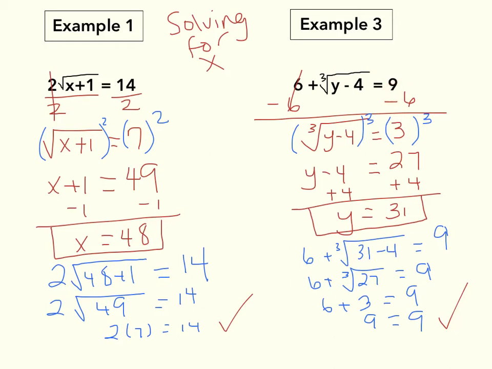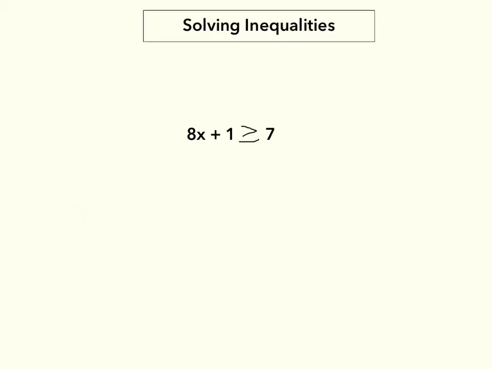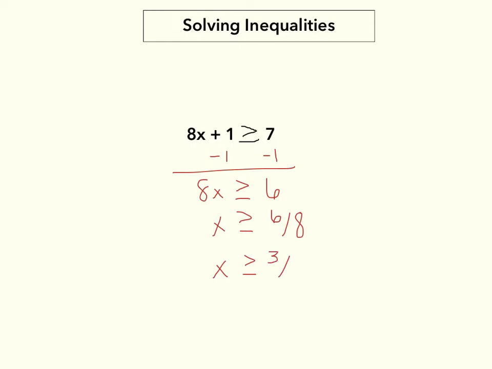Okay, on the back sheet of your notes, you're solving radical inequalities. Inequalities just mean you've got an inequality sign right here. You can still solve it like an equation. So we subtract the 1, you're still solving to get x by itself. And then x would be greater than or equal to 6 divided by 8, which would simplify to 3/4.